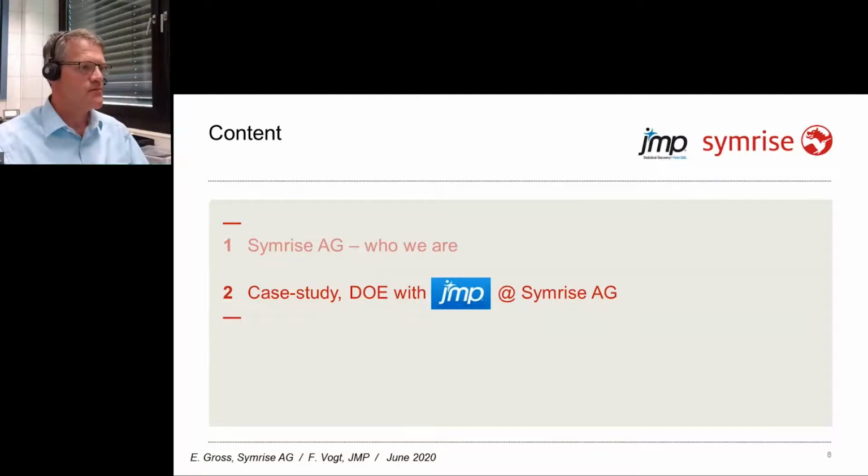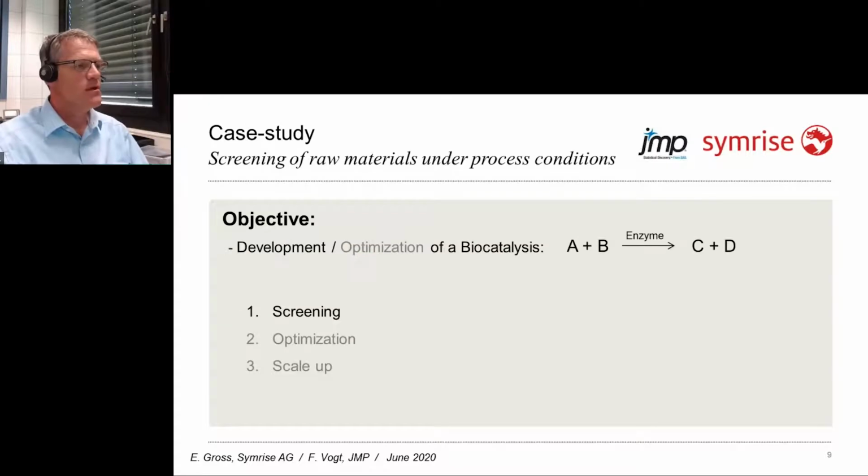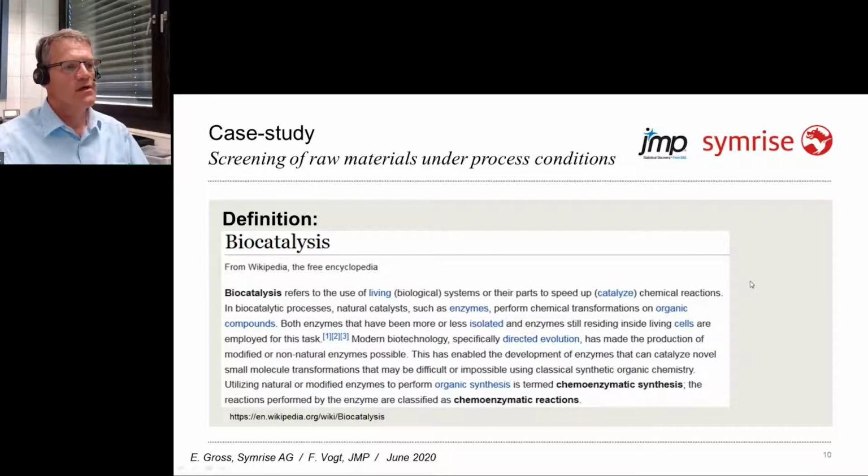So now to the case study where we use JMP. The shown example is a development of a biocatalysis. It also could be used for an optimization process. And here is a rudimentary scheme of a chemical reaction. Two components are brought together, and with the aid of the enzyme, we get then to the product and maybe a side product.